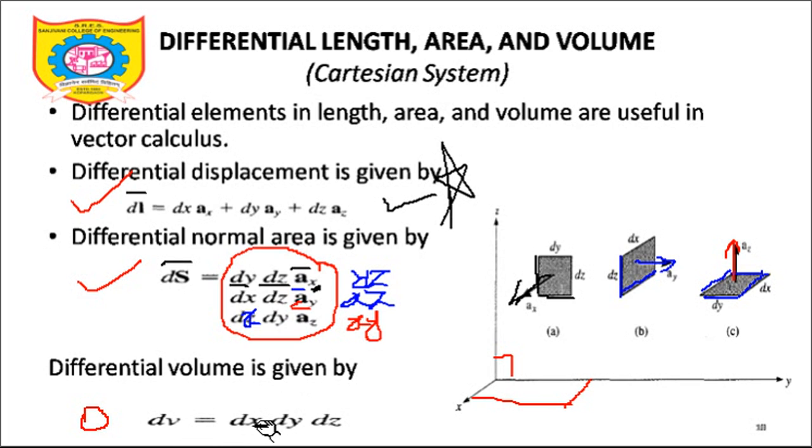And see, whenever you see this small d with s bar, small d with l bar, or small d with the volume, it represents differential length, differential surface, and differential volume. So in the next lecture, we will talk about differential length, area, and volume for the remaining two coordinate systems, and we will try to solve certain numericals in the forthcoming videos.